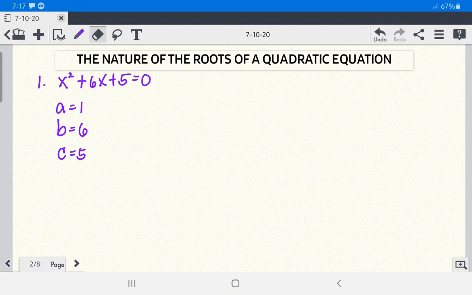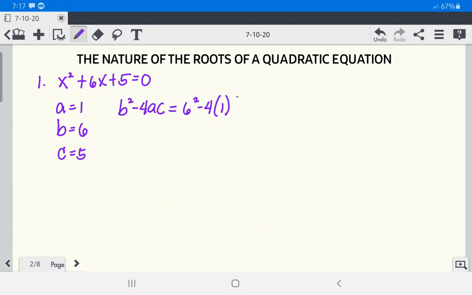Then after that, we're going to get the value of b squared minus 4ac, which is the discriminant. Substituting, the value of b is 6, so 6 squared minus 4 times the value of a, which is 1, times the value of c, which is 5. Then 6 squared is 36. Negative 4 times 1 times 5 is negative 20. Then 36 minus 20, we have 16. So 16, as you notice, is greater than 0 and a perfect square.